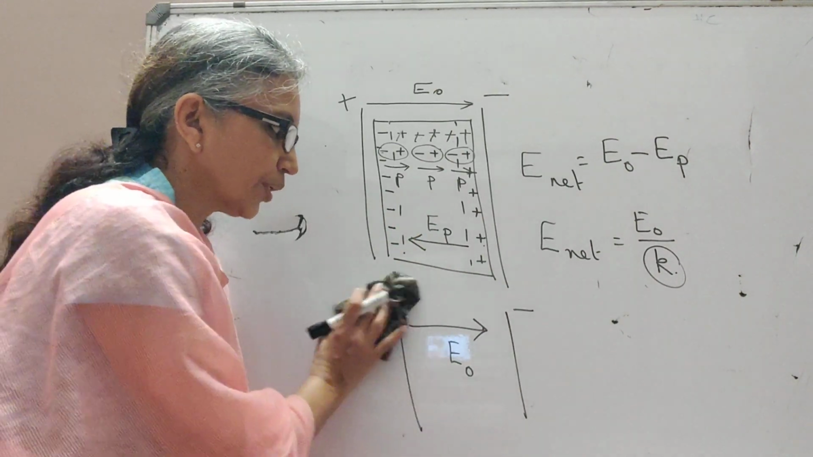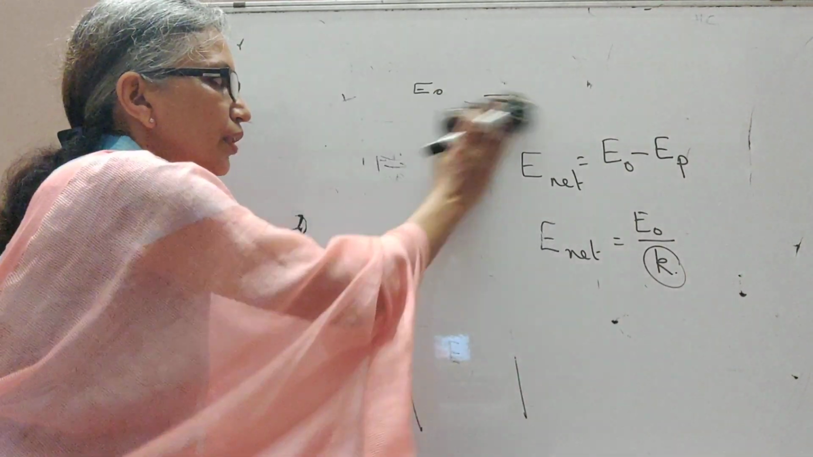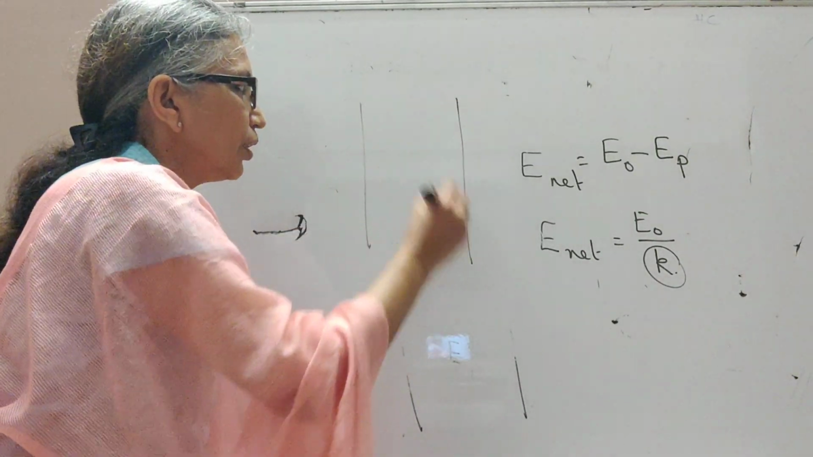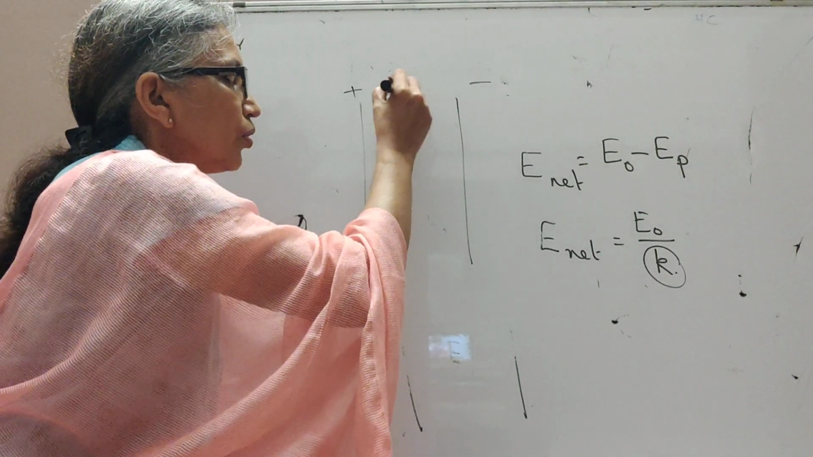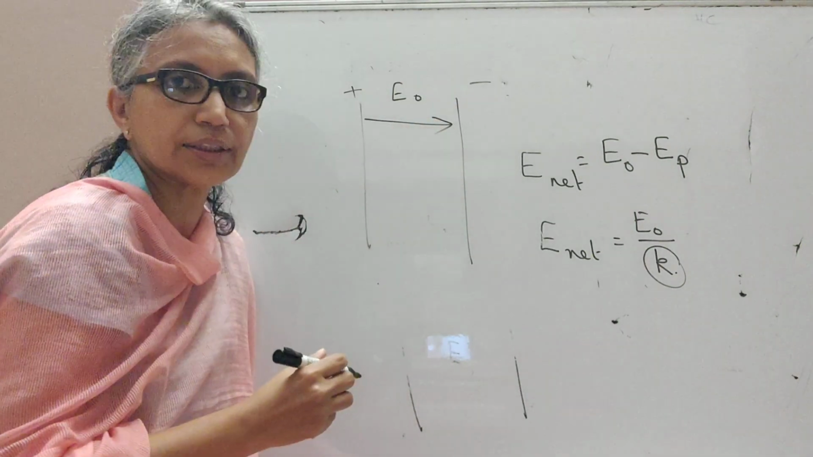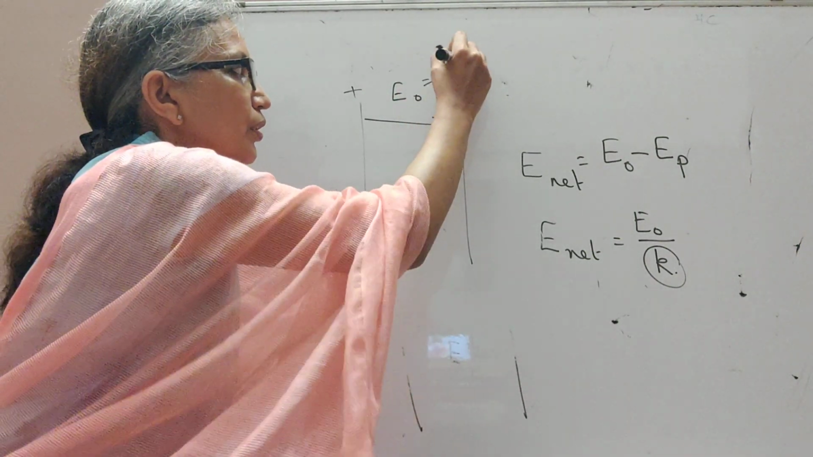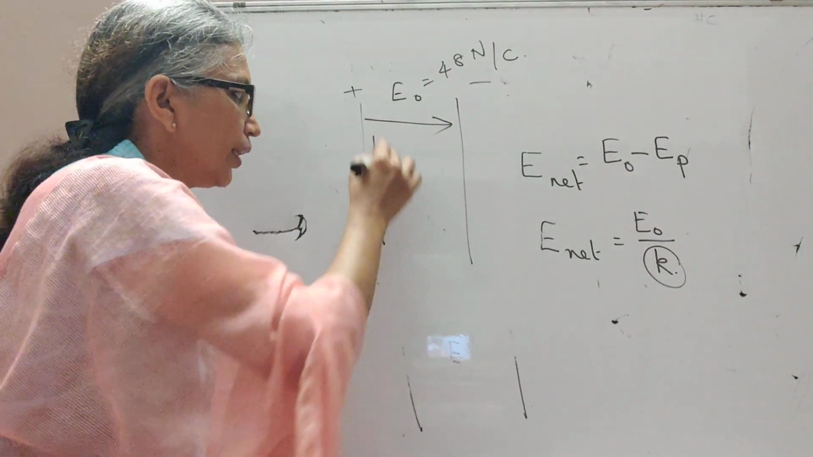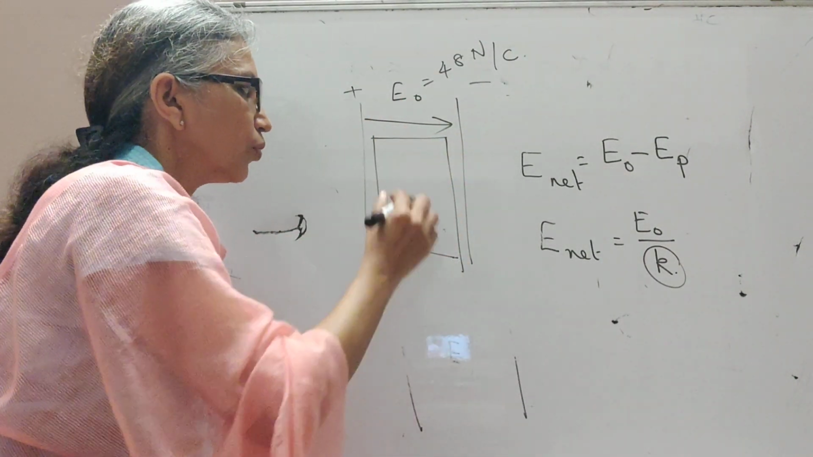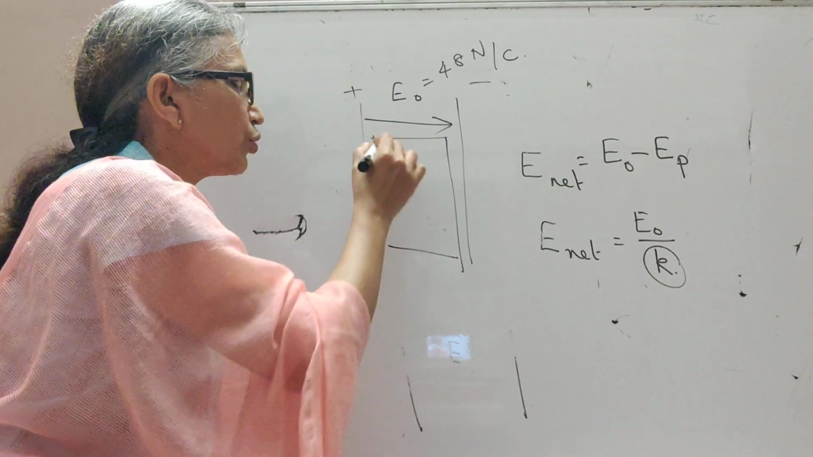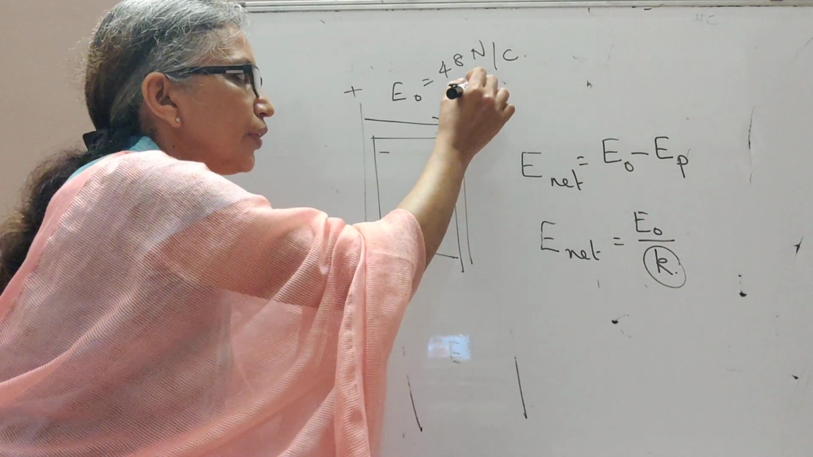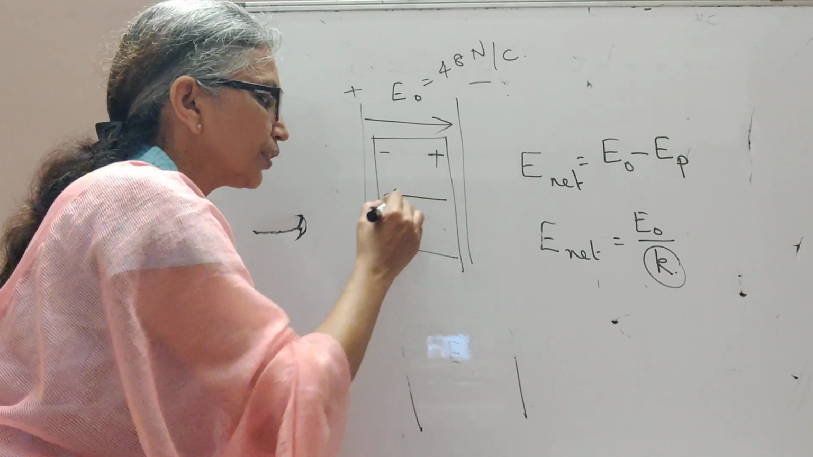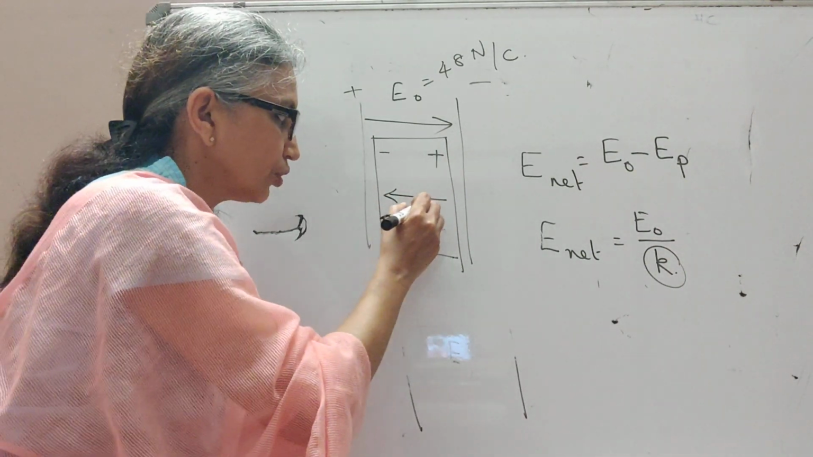I will give you an example. Suppose, let's say, your original field, when you put the two plates, original electric field E0 directed from the positive to the negative, was 48 Newton per coulomb. Now you insert a dielectric like mica, where towards the positive you have the negative, and towards the negative you have the positive. So your new electric field developed inside the dielectric is what you call EP.